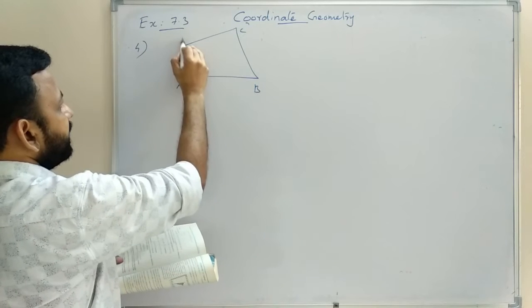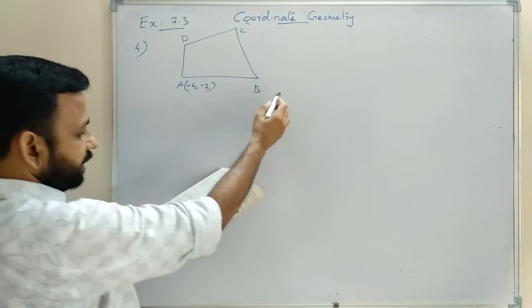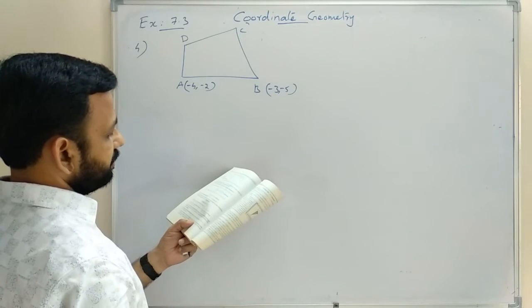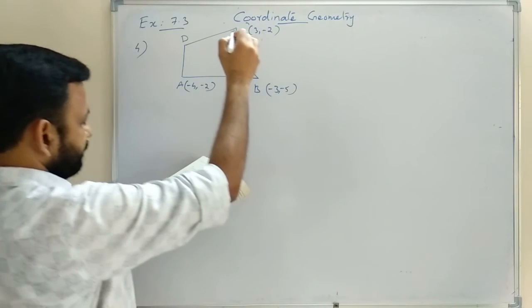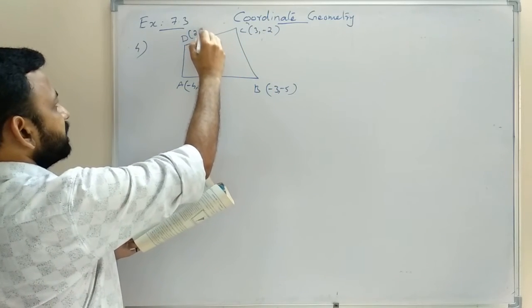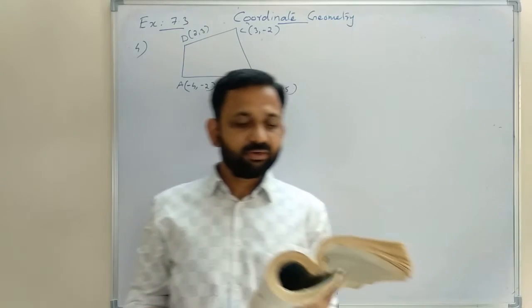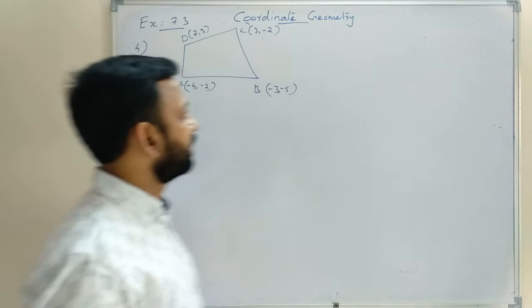A, B, C, D: minus 4 comma minus 2, and here minus 3 comma minus 5, and 3 comma minus 2, and 2 comma 3. So here all the 4 vertices are given. Find the area of the quadrilateral. So we need to find the area of the quadrilateral.